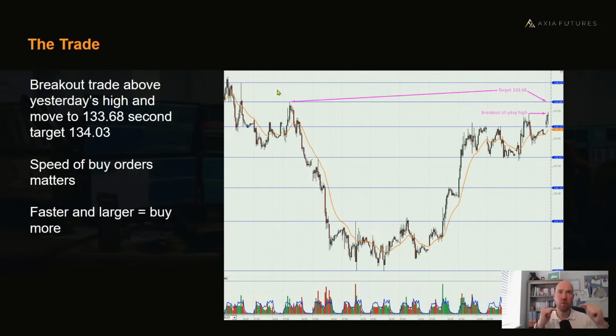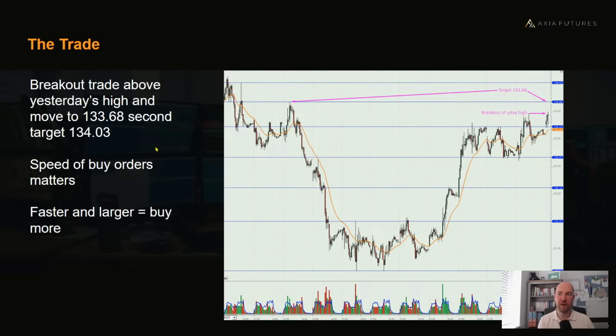The initial move and where the pace of the market comes in, the chance to leverage comes on the break of 50. So we're looking at the speed of orders that come to market. We're looking for faster orders. We're looking for larger orders. This is the chance to buy more.